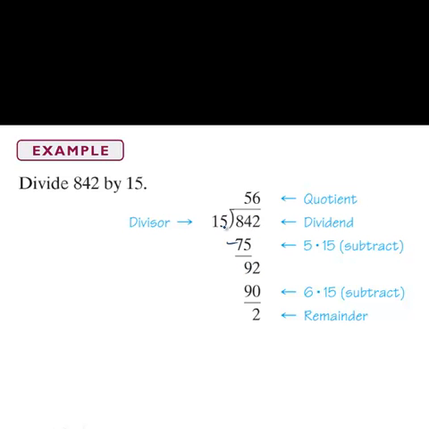And then 6 times 15 is 90. Take 92 minus 90, which is 2. And you've run out of digits to bring down from the dividend, so you're done dividing. And so you're left with a remainder of 2. So you can think about 842 divided by 15 as the quotient of 56 plus the remainder of 2, which you could write as 2/15.